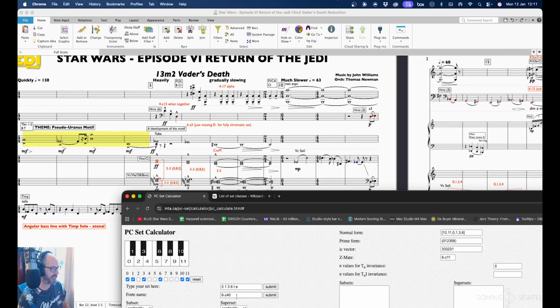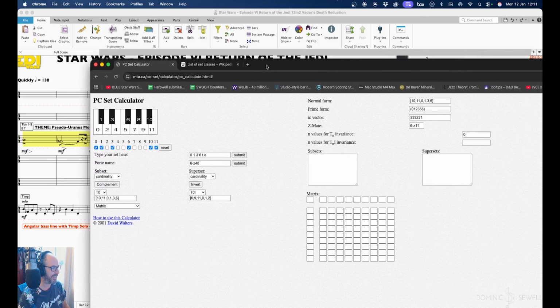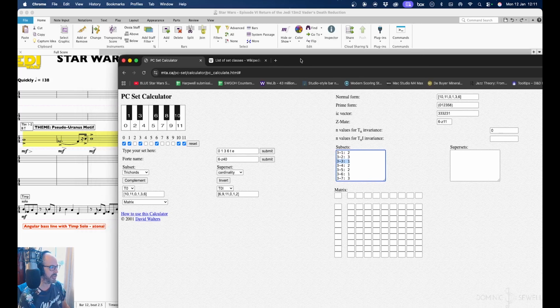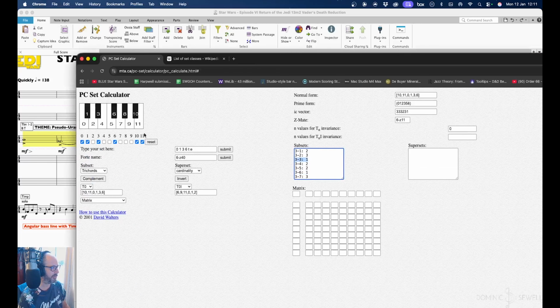So what does that give us? 6Z40. Well, I mean, that doesn't really tell us very much. We could, though, have a look at what trichords are part of it. So 3-3 is a subset of it. So we have had some of those elements in there before. Is 4Z15? I don't know.